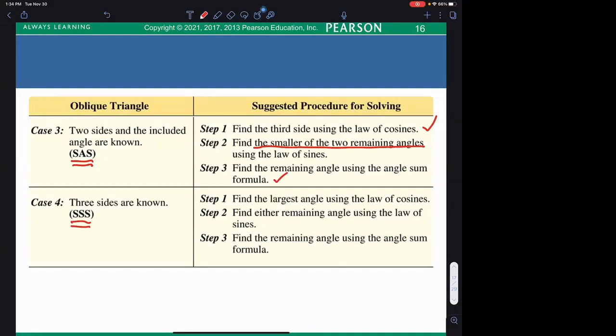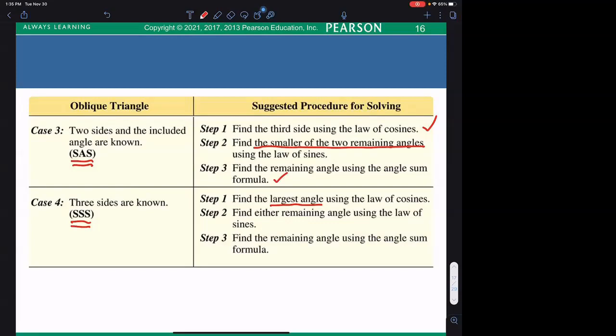And first you would find the largest angle using the law of cosines. So the way to find the largest angle is to look for the angle opposite the largest side. And again, this is to avoid the ambiguity of there being more than one possible solution. Find either remaining angle, then you can switch to the law of sines to find another angle, and then you can find the last angle by subtracting the two you found from the 180 total.